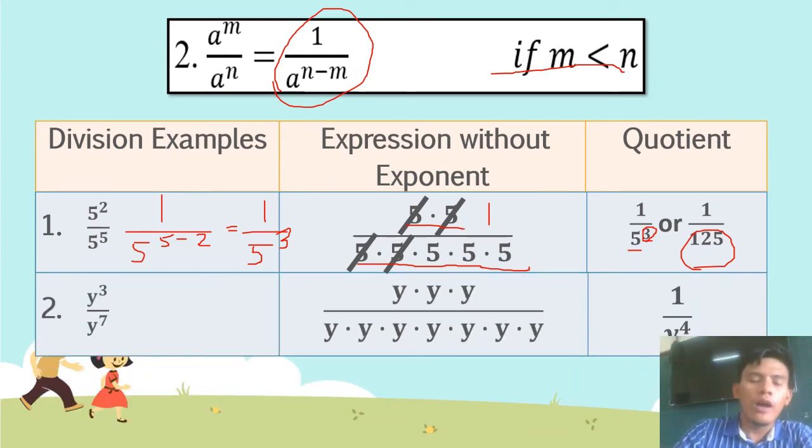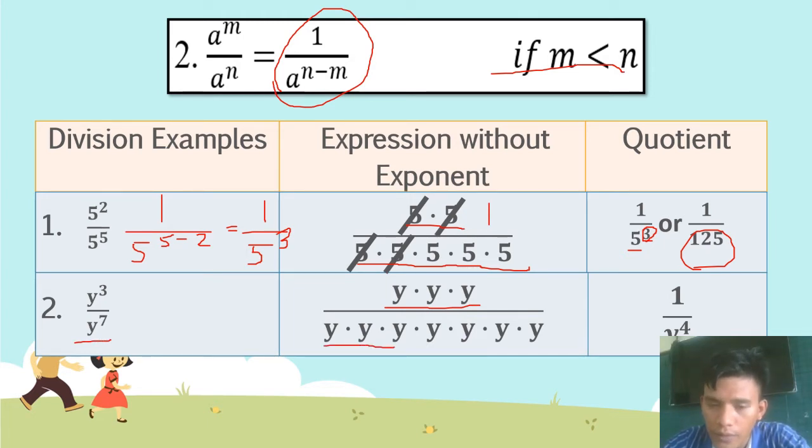Example number 2. y cubed over y to the 7. M is less than n. Okay, so we will use this law of exponent. If we express this one without exponent, that is y times y times y. If we express this one without exponent, that is y times y times y times y times y times y times y. So you will do the cancellation method.